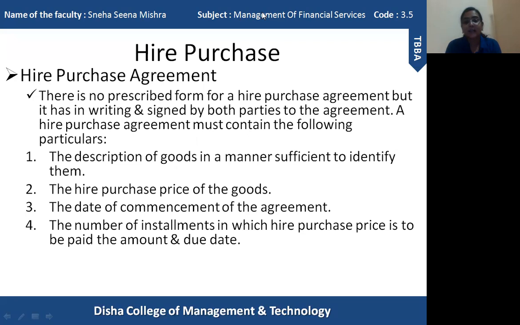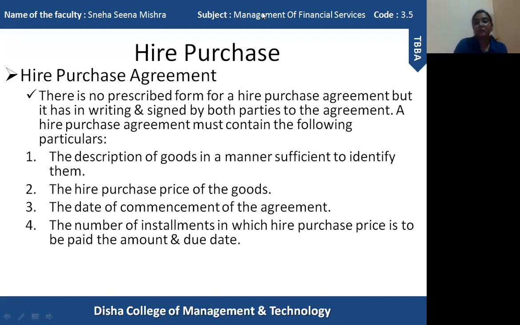It has to be signed by both the parties, or else the agreement cannot be considered legal. So the agreement must be in written form and signed by both the parties. Now, these following elements must become part of a hire purchase agreement, or else it cannot be considered a proper contract. Clear? So the first one is the description of goods in a manner sufficient to identify them.